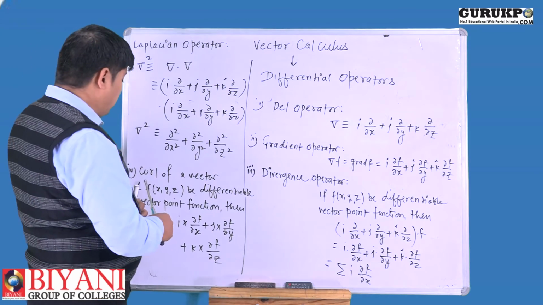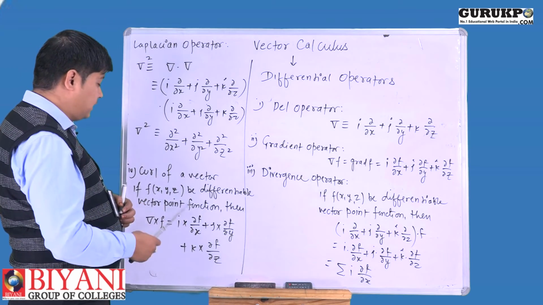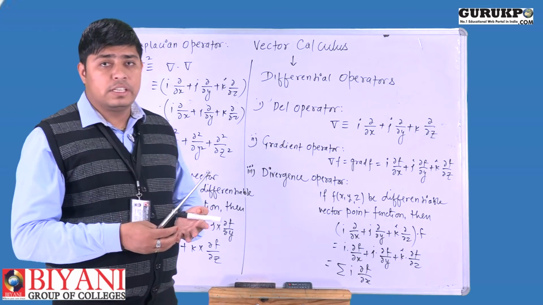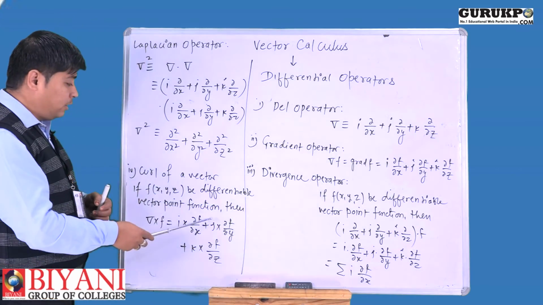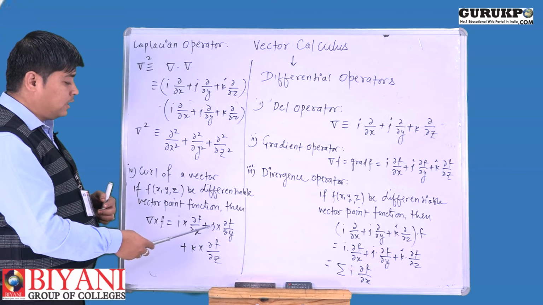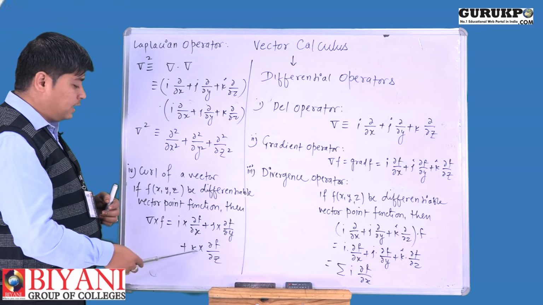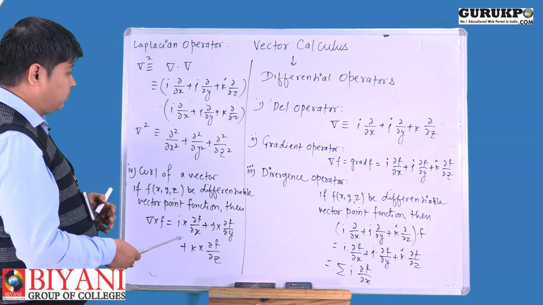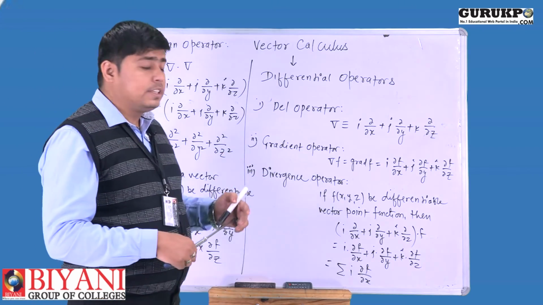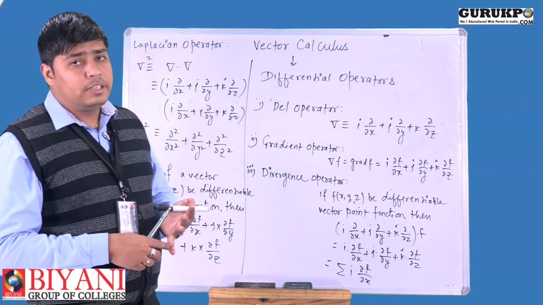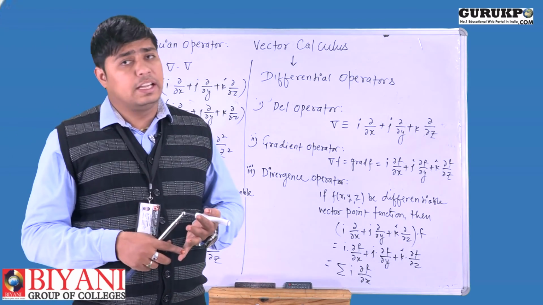Similarly, the curl operator is also given this way. If f of x, y, z is a differentiable vector point function, then the curl operator is given by del cross f, i cross del f by del x plus j cross del f by del y plus k cross del f by del z. It is a cross product operator. So in the differential operators, we basically have four operators: del, divergence, gradient, and curl operators.